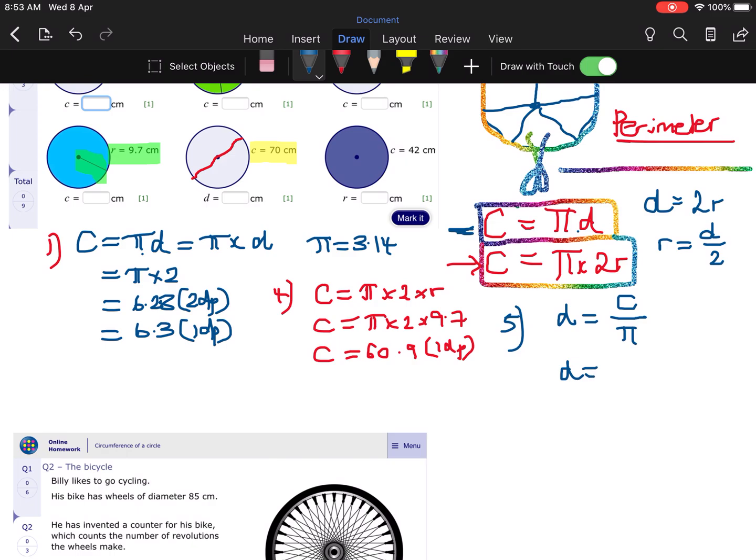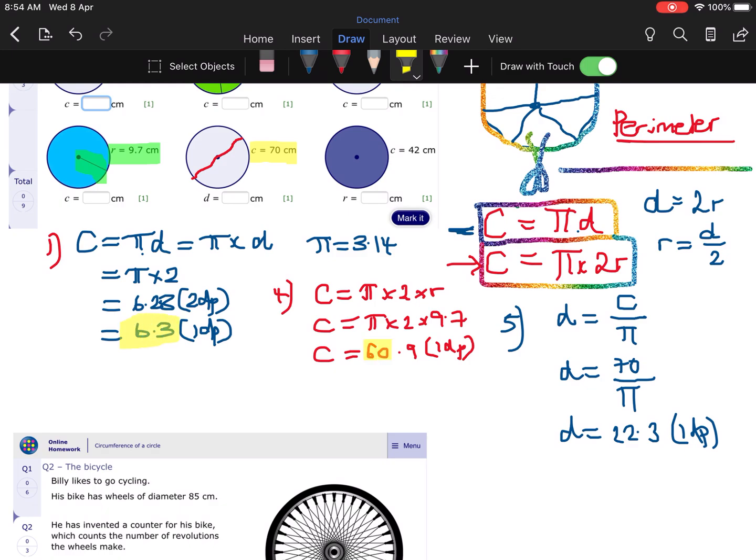So D is equal to, and the circumference was 70, divided by pi. So D is equal to 70 divided by pi. And that gives me 22.3 to 1 decimal place. Now, luckily for you, the units are all in centimeters. So question 1 would be 6.3 centimeters.